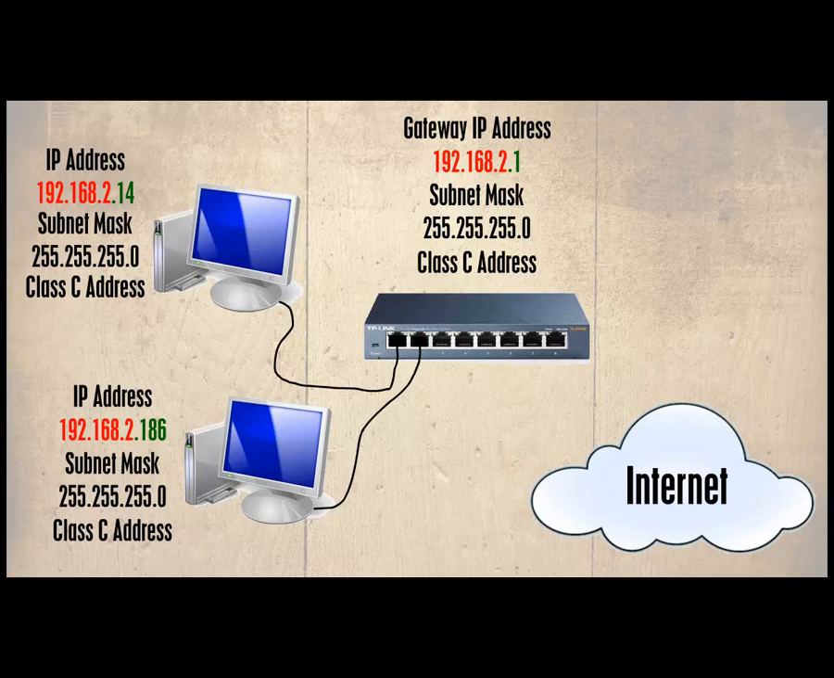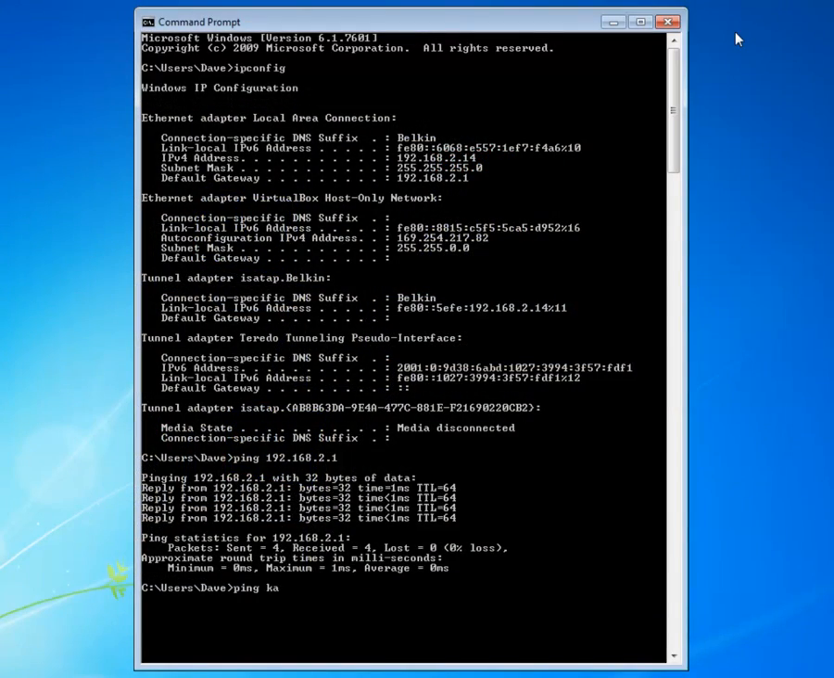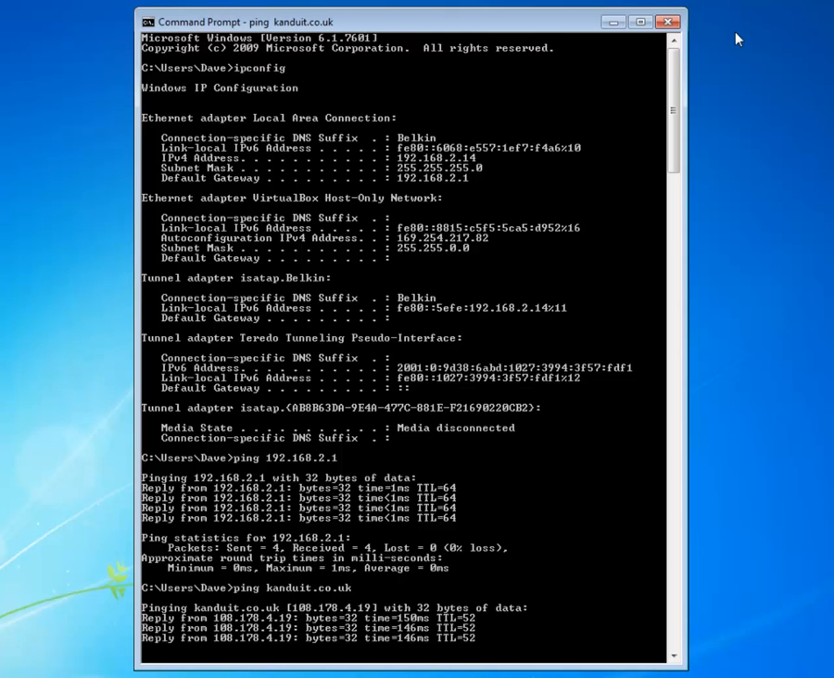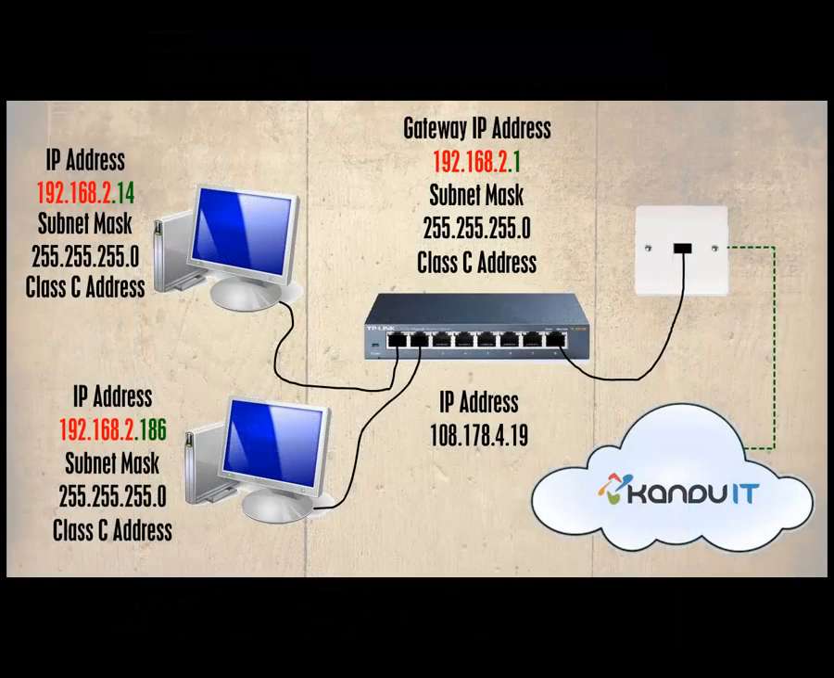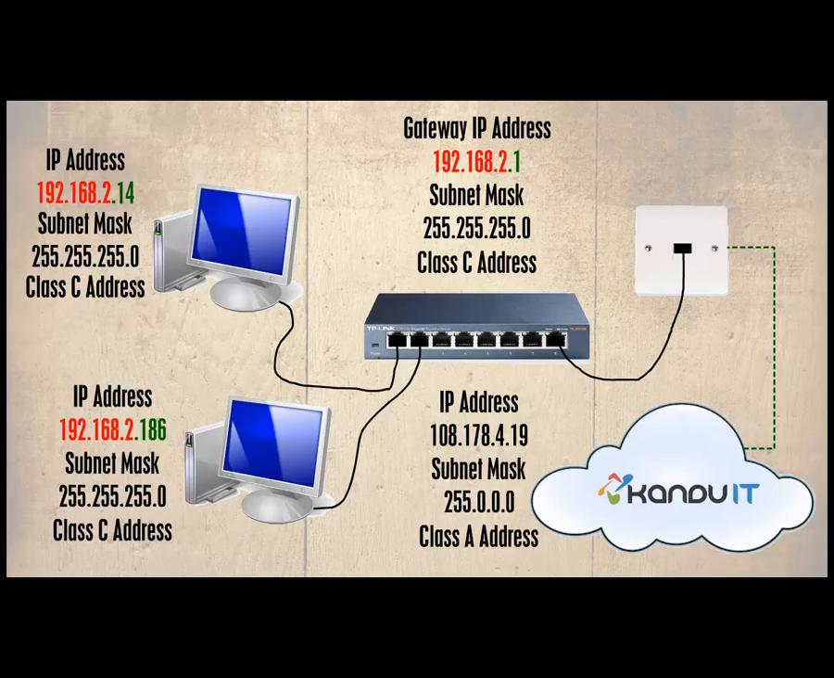We don't always need to use the IP address to find our host. We can also use the name of the destination. In our example, we shall choose candoit.co.uk. So back at the command prompt, we can type in ping candoit.co.uk. Here we can see that we've received a reply from an IP address of 108.178.419. Let's add this to our diagram. Although again, this has not returned a subnet mask, the IP address falls within a Class A address. So the Candoit network ID is 108 and a host ID of 178.419.